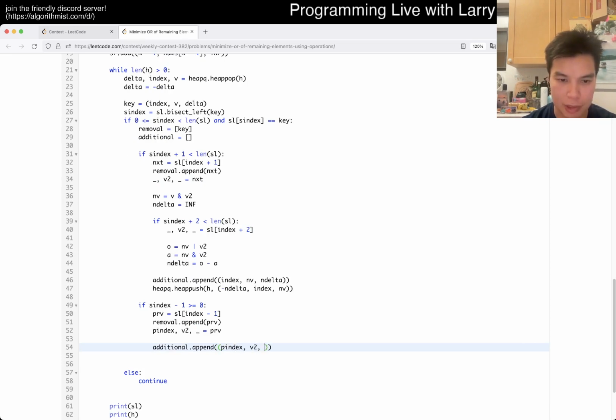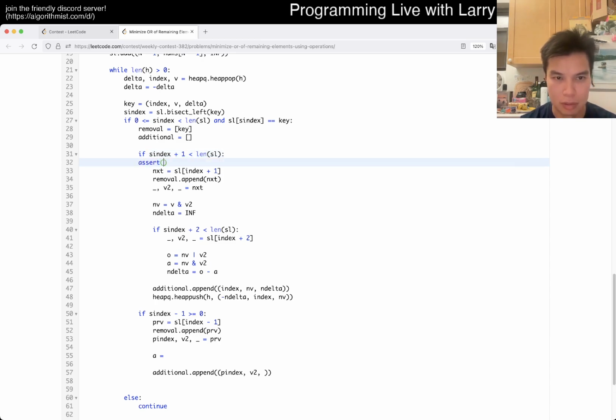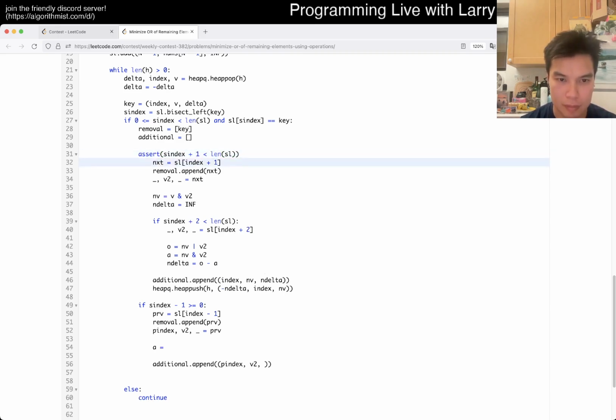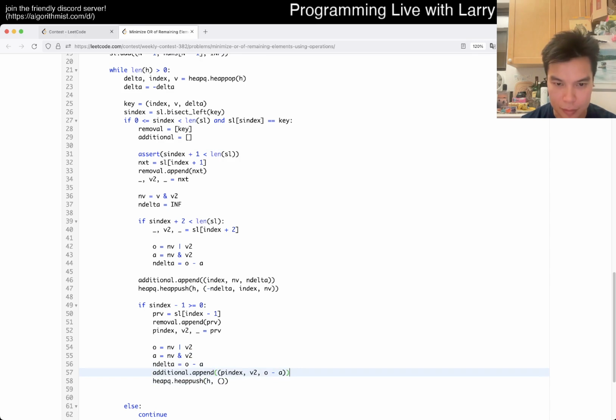Index read2 is the same. We just have to get the new delta. New delta is just read at the end is you go to the new value. So this is always true the way that we have it, I think, because we cannot remove the last value. Because that doesn't make sense otherwise. Okay, so then now this is going to, and then this is O minus A. P-index, and then no, O value is the same, just a new delta.